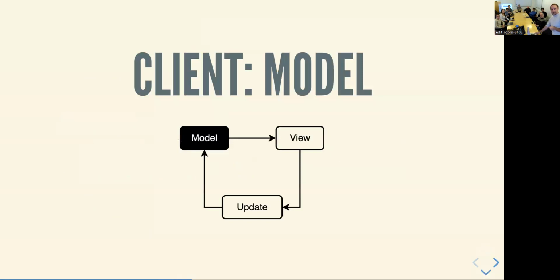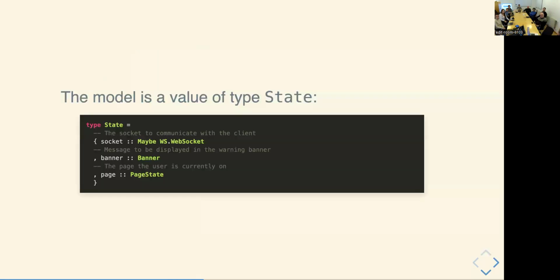So then I'll walk you a little bit more in detail through what these three things actually do to showcase a little bit of what PureScript can do. So first, the model. So the model is a value of a state type. So here I have the connection, the WebSocket connection to my server. I have some banner that displays above, say when a user logs in or not. And then I have this page state thing.